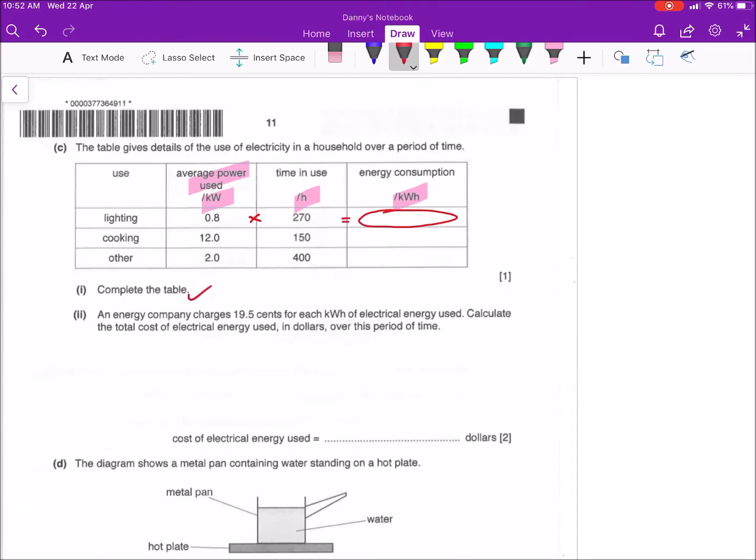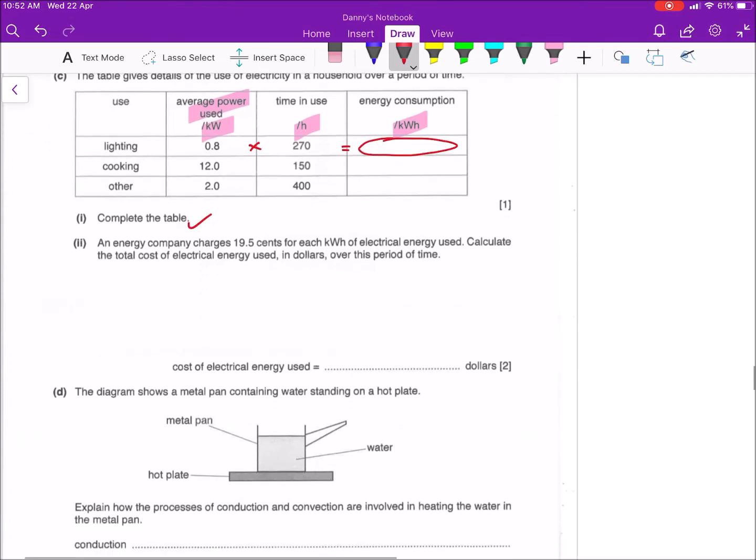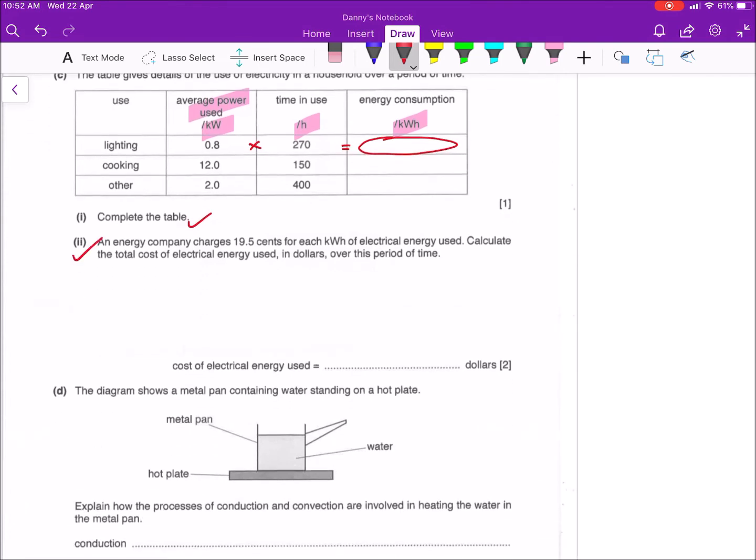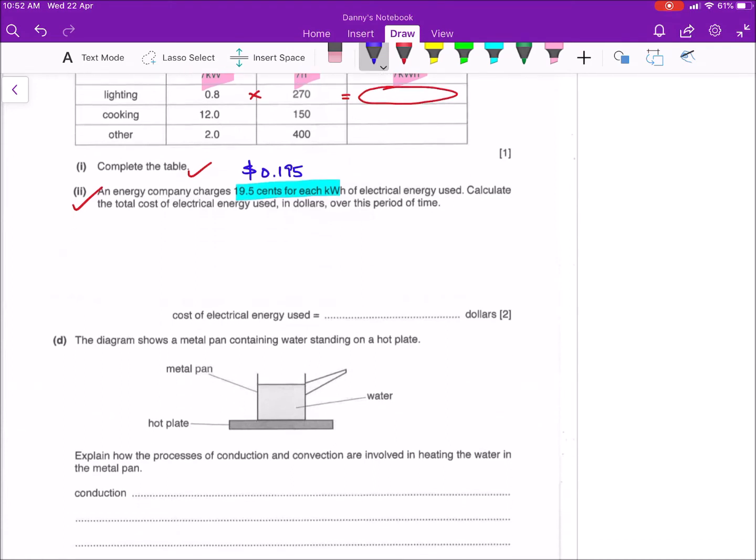Okay, so you can complete the table by doing that, and then after that you can calculate the cost of the energy consumption. So basically what this tells you is that 19.5 cent means that it is $0.195. Okay, and you have to give your final answer in dollars. Whenever you are talking about dollars, remember it is 2 dp.